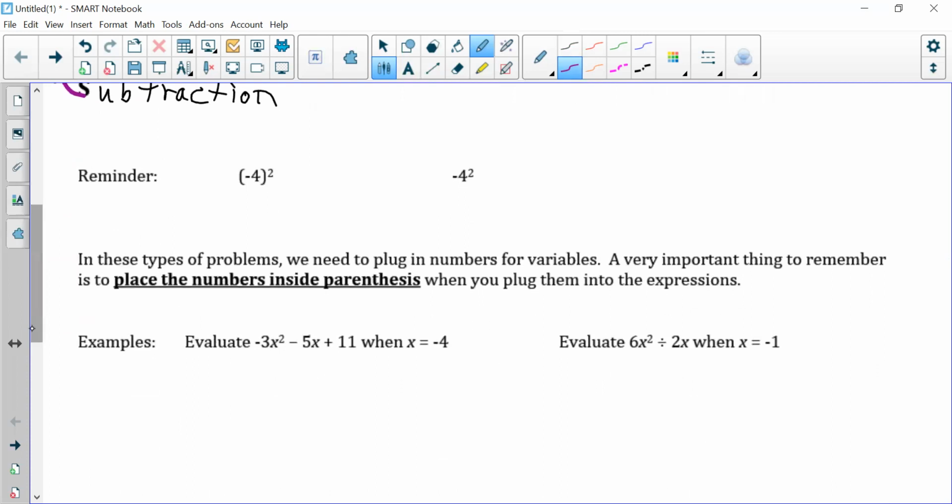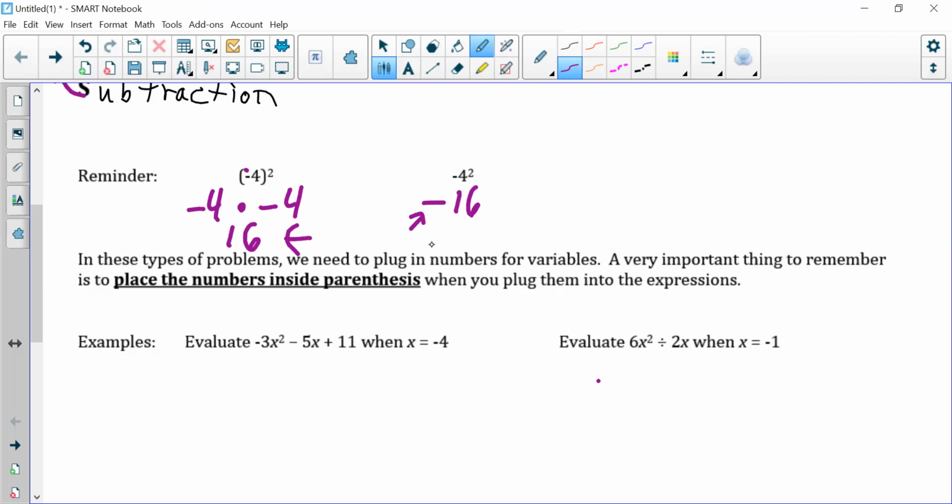All right, quick reminder. Parentheses, super important. -4 in parentheses squared means -4 times -4, which is +16. All right, -4 squared without the parentheses means square the 4 first and then make it negative. So 4 squared is 16 and then make it negative, which is -16. Do you see the difference? Okay, pay attention to parentheses.